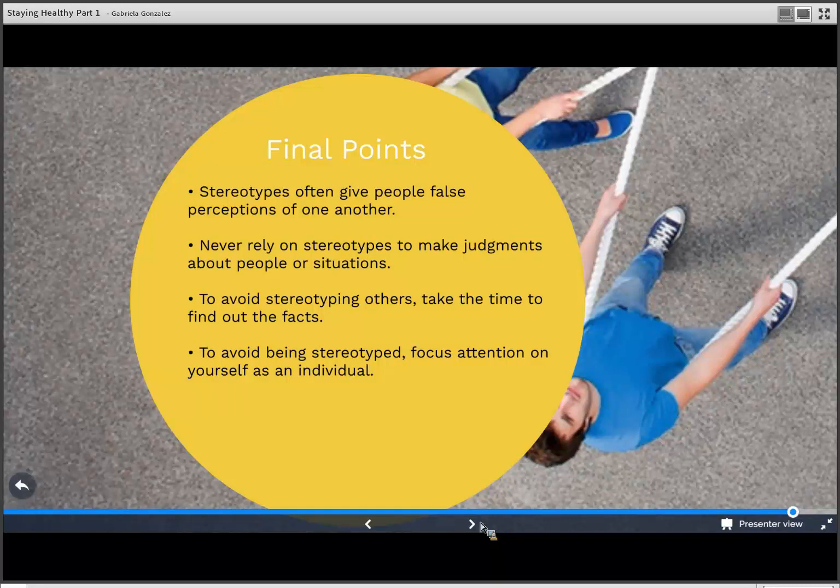And live by the golden rule, right? You wouldn't want others to make assumptions or stereotype you. So, why engage in the activity of stereotyping others? Don't do to others what you wouldn't want others to do to you. So the golden rule there.